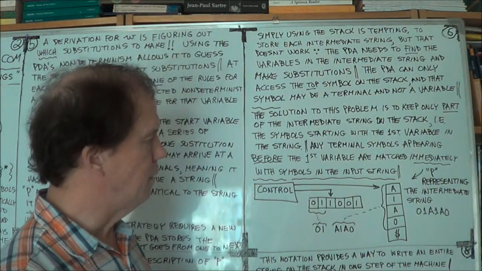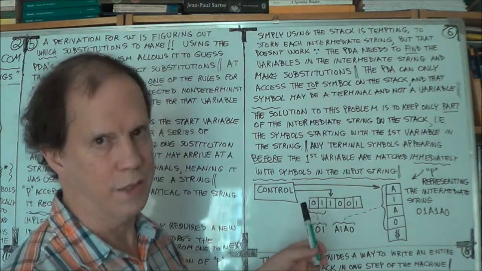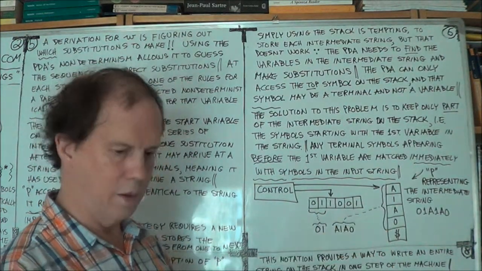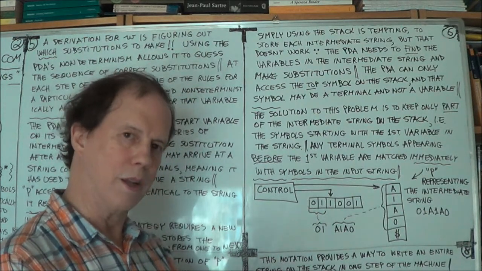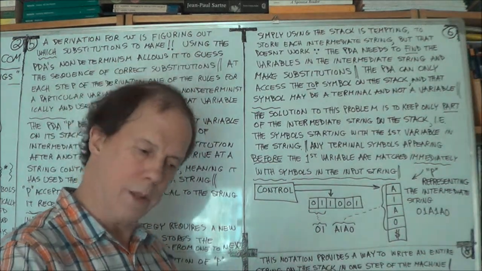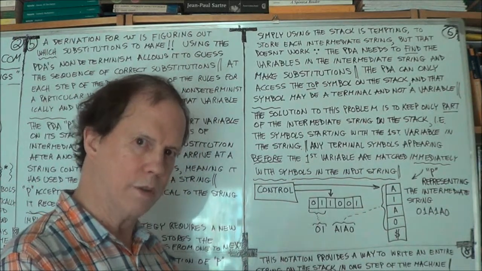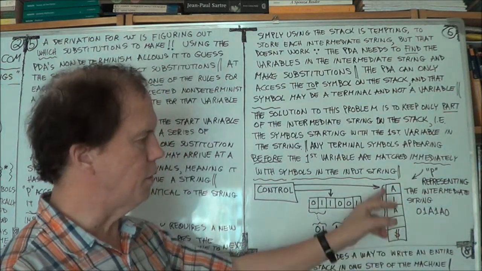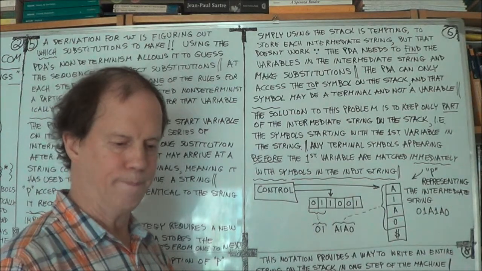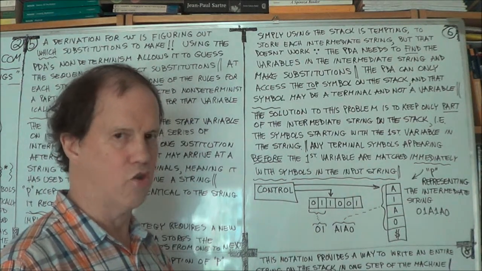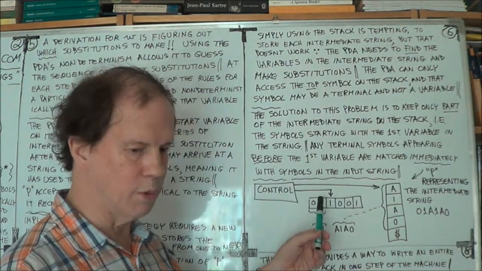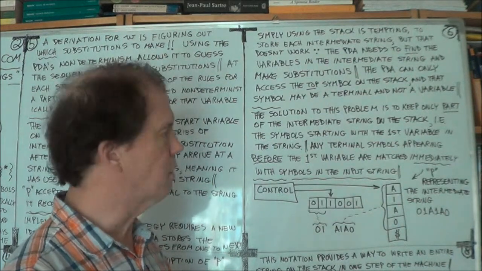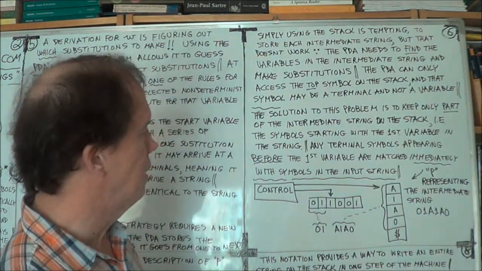And if they don't match, well, that branch dies. But if they do match, then the remainder of your right-hand side, which now starts with a variable, that variable and the later symbols, you push that whole thing onto the stack. And so what's on the stack now is your intermediate string minus the few terminal symbols that were before your first variable. Okay, I hope that's clear to you, right? So that's what's going on now.